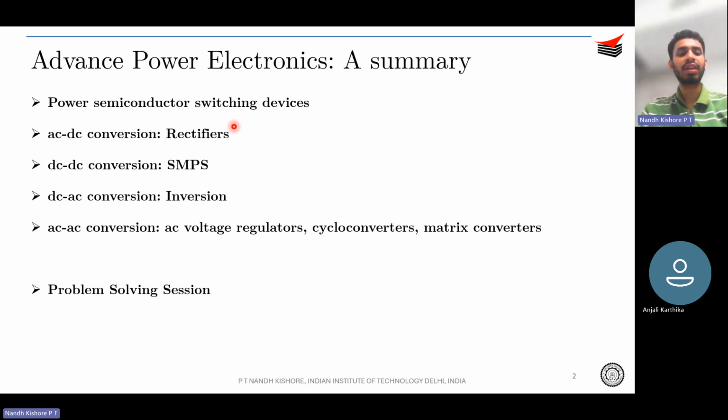After completing rectifiers, you went into DC-DC converters or switch mode power supplies. You went into a bit of chopper operation and studied the basic topologies such as the buck, boost, and buck-boost converters. Within this we saw problems on how to find the switch current, RMS values, average values and so on. After which you went into inverters, that is DC-AC converters.